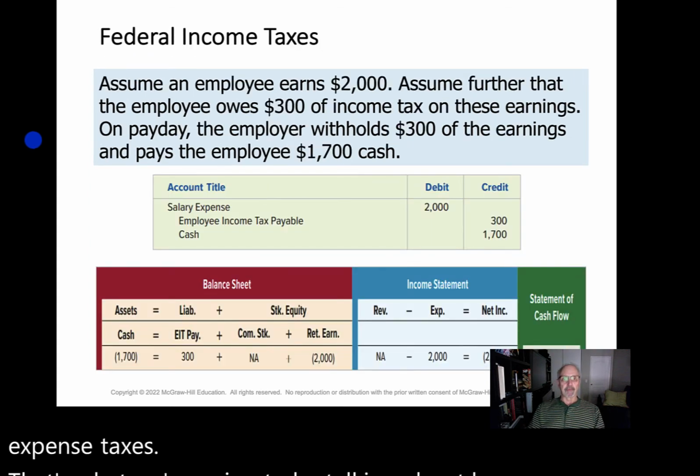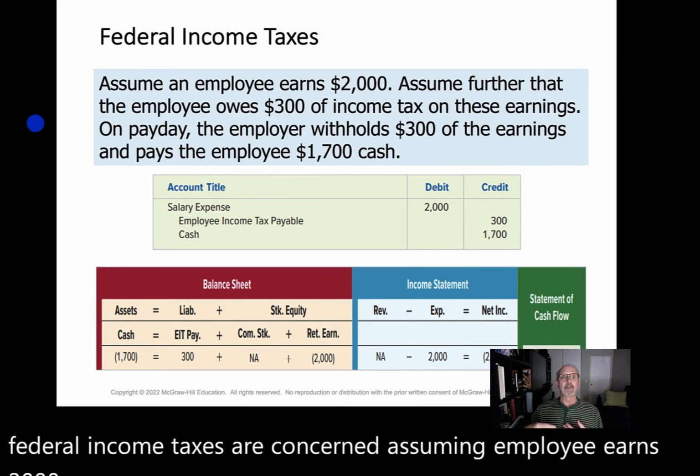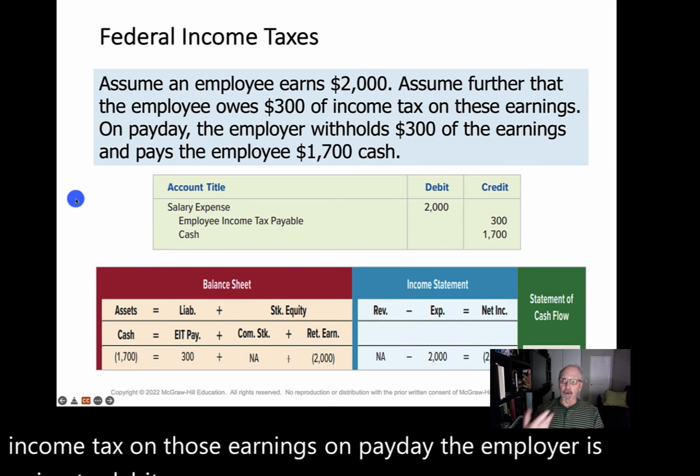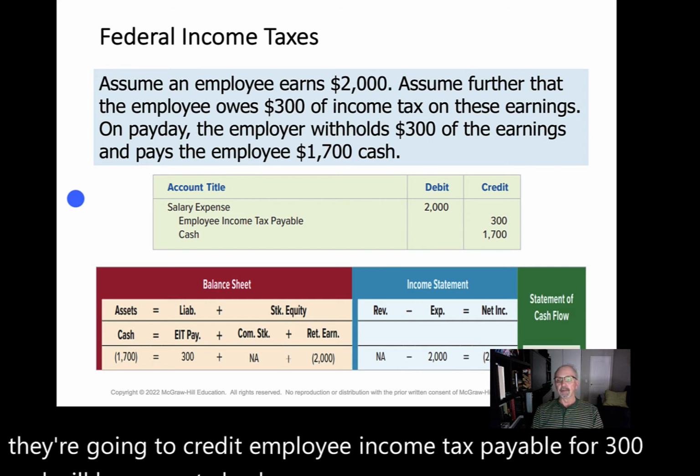So as far as federal income taxes are concerned, assume an employee earns $2,000 and assume further the employee owes $300 of income tax on those earnings. On payday, the employer is going to debit salary expense for the gross pay, $2,000. Then they're going to credit employee income tax payable for $300, and we'll have a net check to cash for $1,700.